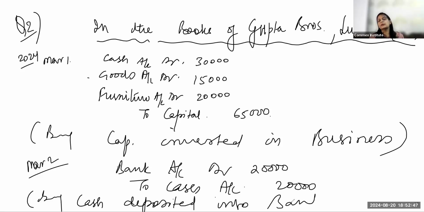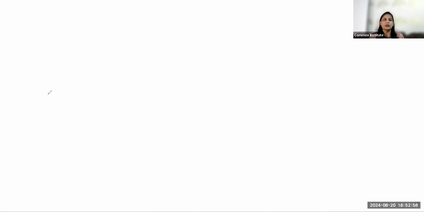Quickly write, these are very simple entries. I'm not going to wait. Pass the entries on your own. Or if you want to copy, then copy it very quickly. Because here we are doing the GST transactions only. Let's not waste time on the normal transactions. Question 2, March 3 transaction.